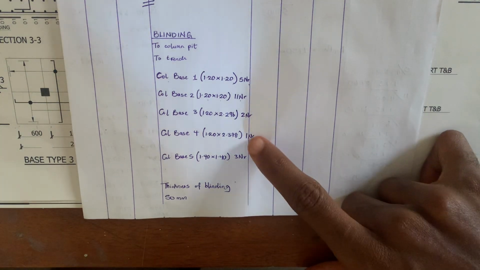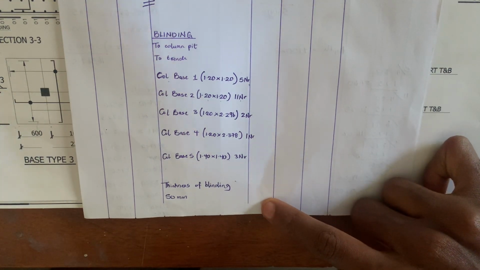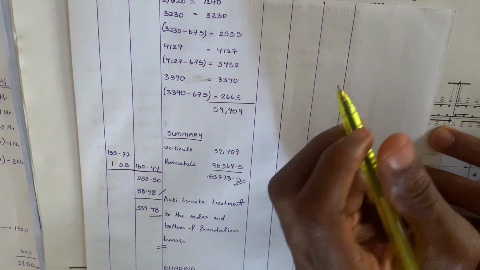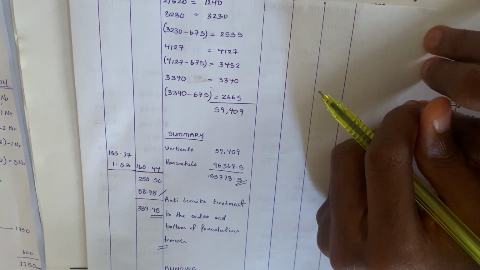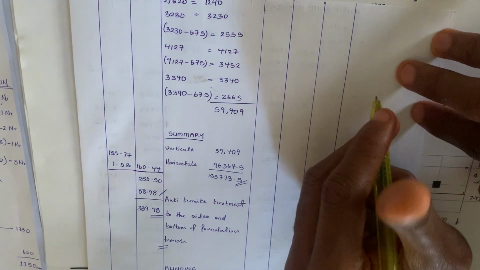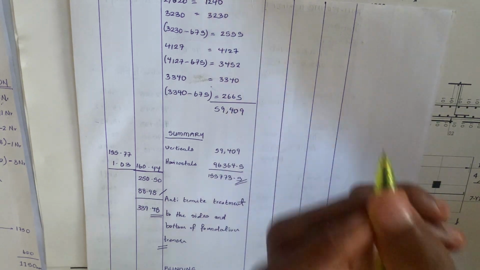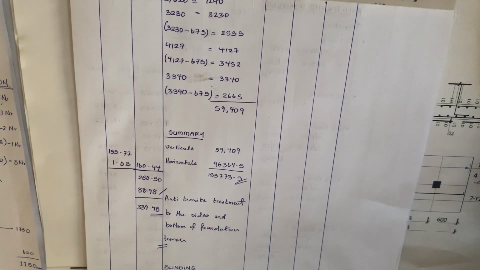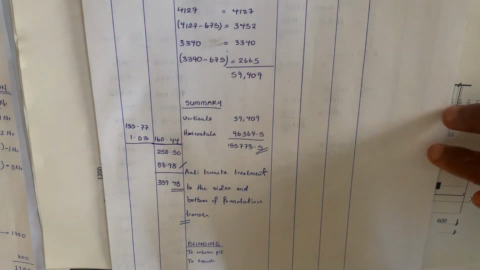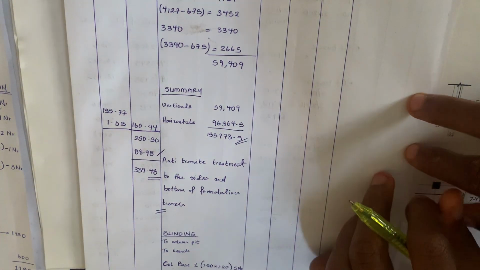So with this, we can now measure for our blinding to the column pits. As you know, our blinding is measured in meter cube. So the parameters we need will be the length, the breadth, and the thickness of the column pit. We're going to be starting with column base 1. The length is 1.2, the width is 1.2, and we know that our thickness is 50 mm. So we'll have to convert that 50 mm to meters. In meters, that will be 0.05. So with these parameters now, we can begin our booking.